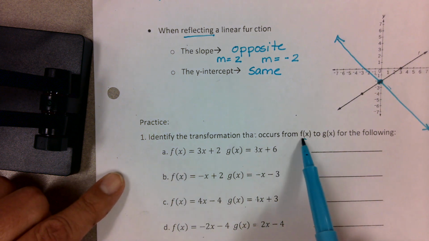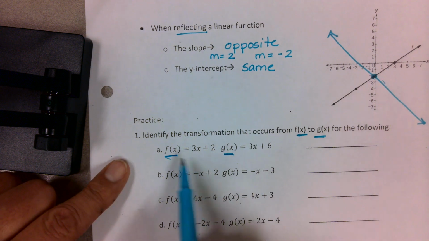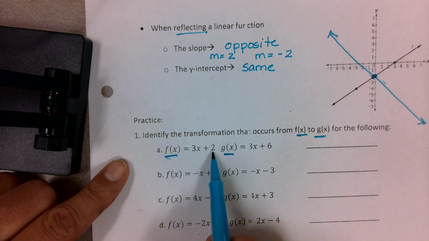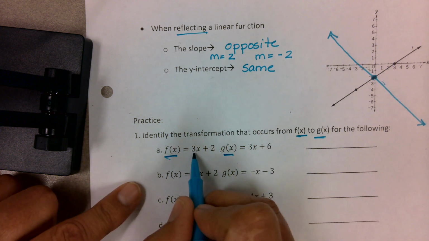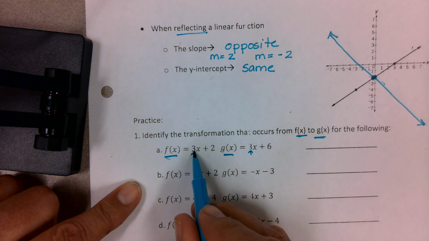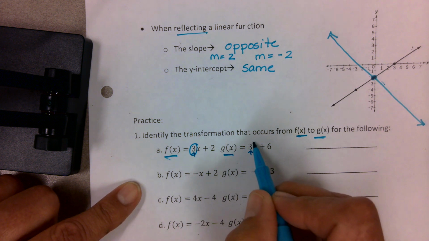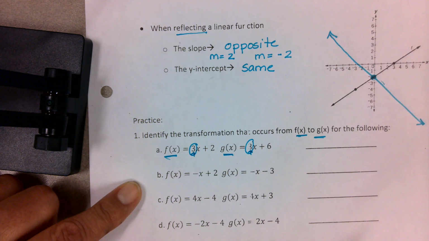So we worked on it with these equations, and we were looking to see what transformation occurred from f of x to g of x. Here's f of x and here's g of x. We have f(x) = 3x + 2, and g(x) = 3x + 6. Hopefully by now you recognize this is the slope. 3 is the same as 3. They have the same slope.